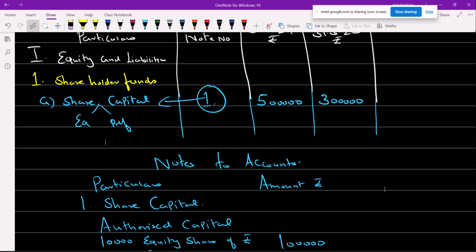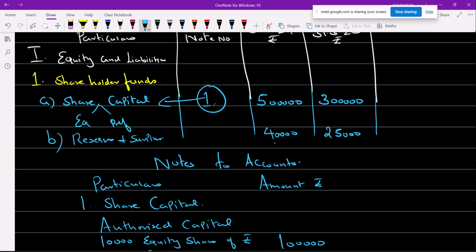Now let me give you one more example. There is something called reserves and surplus, am I right? Say for example, in the current year the reserve value shows 40,000 rupees. In the previous year, the reserve value shows 25,000 rupees.